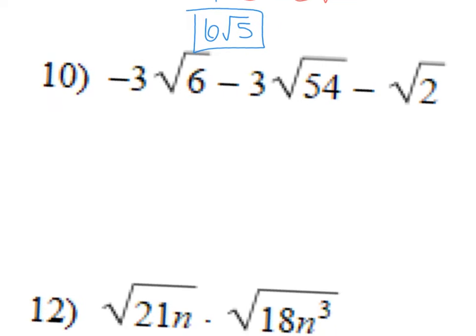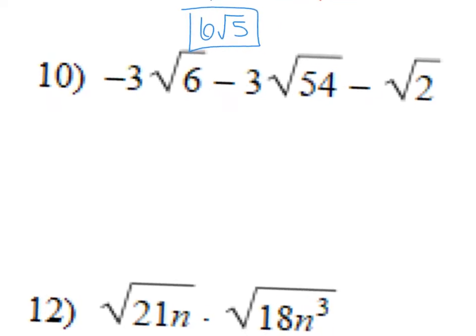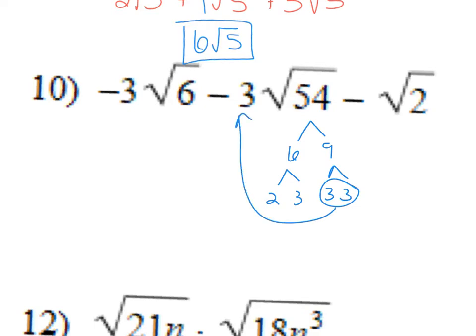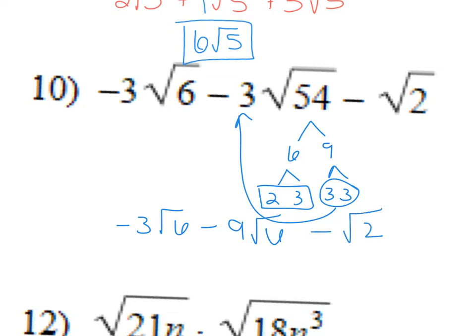Okay, so on this one, the 6 breaks down to 2 and 3. Not much can happen there. On your 54, you can go ahead and call that like 6 and 9. And then the 6 will go to 2 and 3. The 9 will go to 3 and 3. So the 3's will pair up and move out. So right now I have negative 3 root 6 minus 3 times 3 would be 9. Now I have 2 and 3 left over on the inside. So I have a 6 left over on the inside. And then minus the square root of 2.